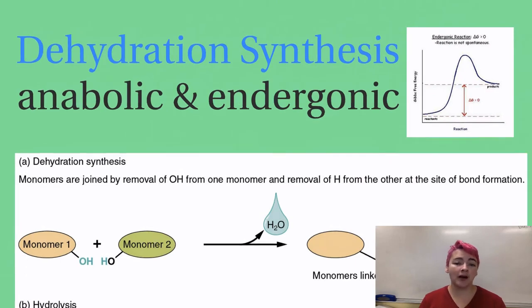When we're putting together a macromolecule, we do this by dehydration synthesis. Dehydration synthesis is anabolic and endergonic. Anabolic means to build, and one way you can remember that is anabolic steroids are used to build muscle. Anabolic reactions are reactions that put together or build. So we're creating new molecules here. Endergonic means that it requires energy to put into this to get it going.